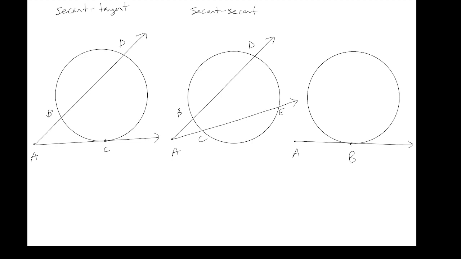So here, though, I'm going to create another line of tangency from A, and that point of tangency is going to be C. And again, I have two tangent lines, so this relationship is referred to as tangent-tangent.